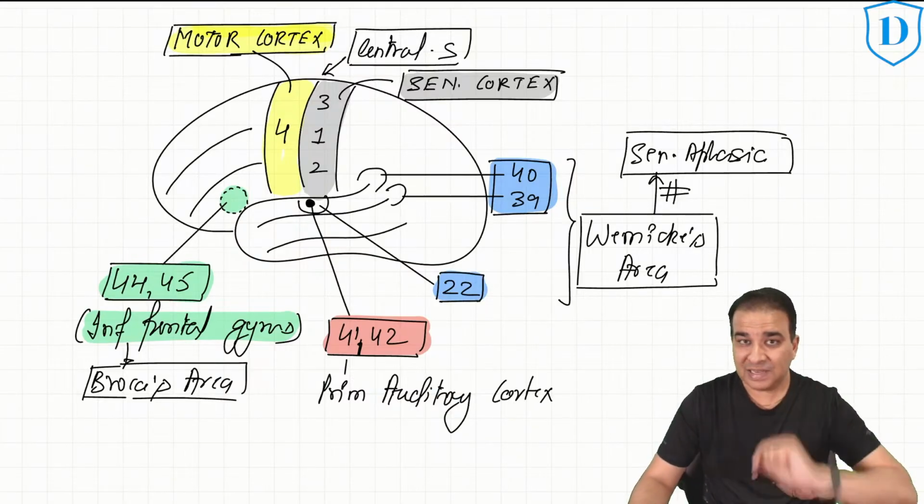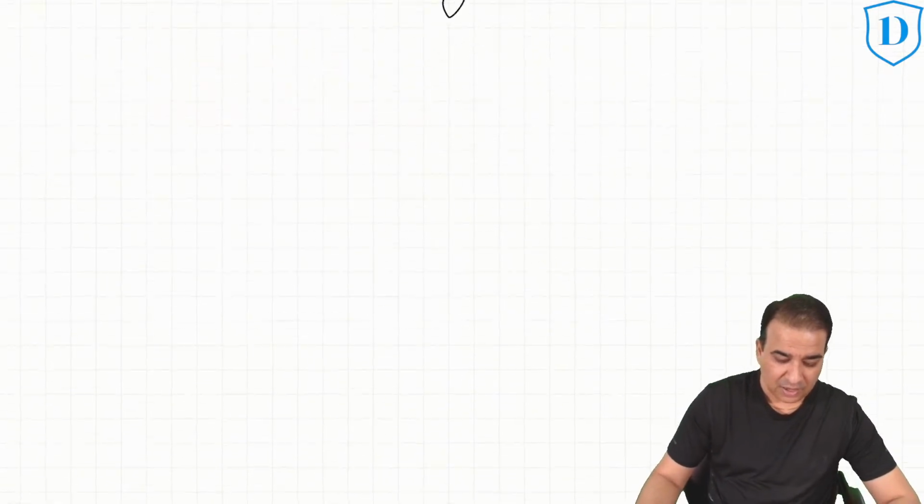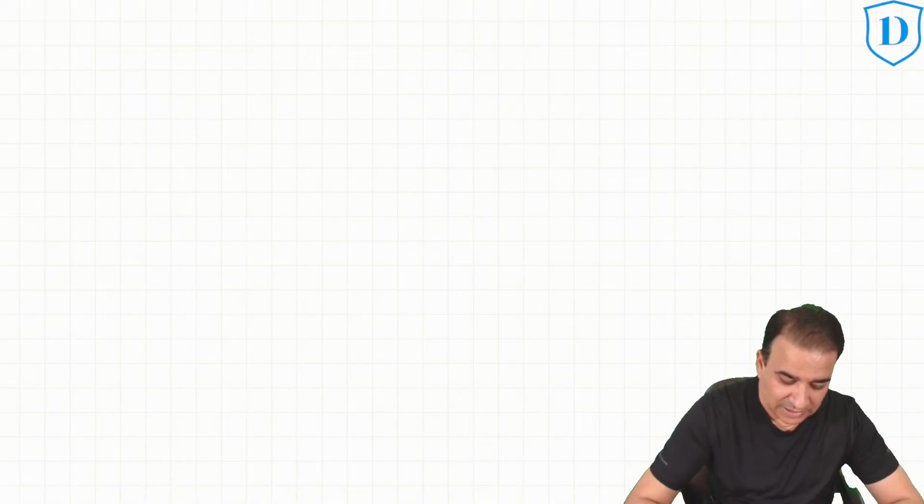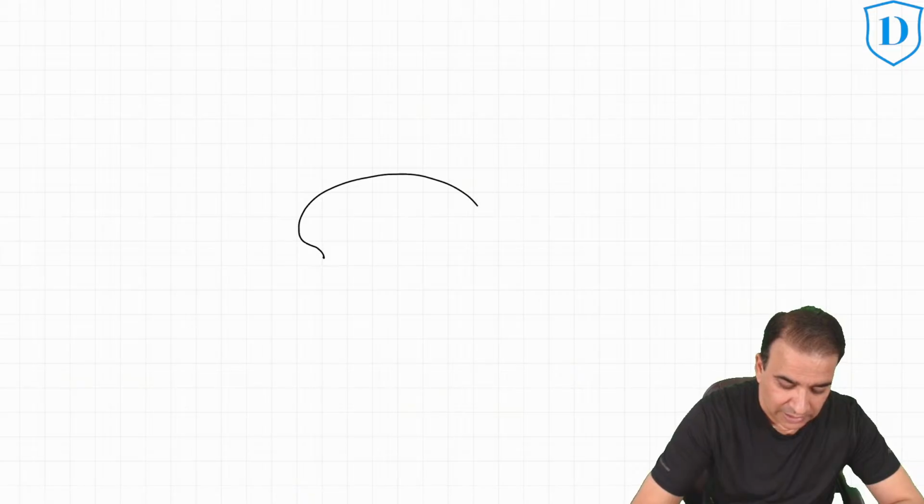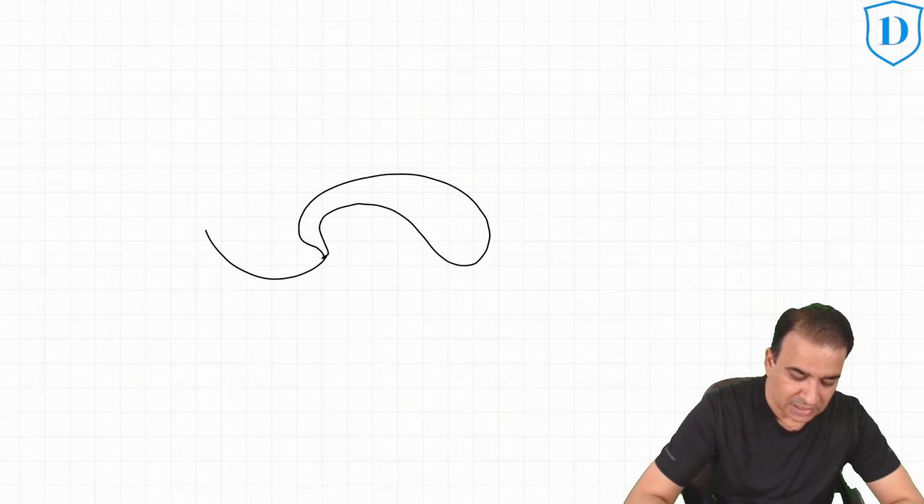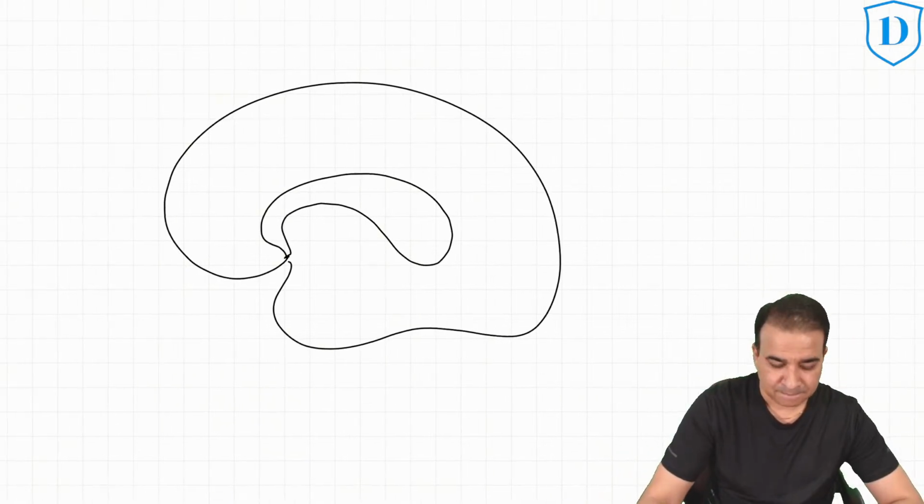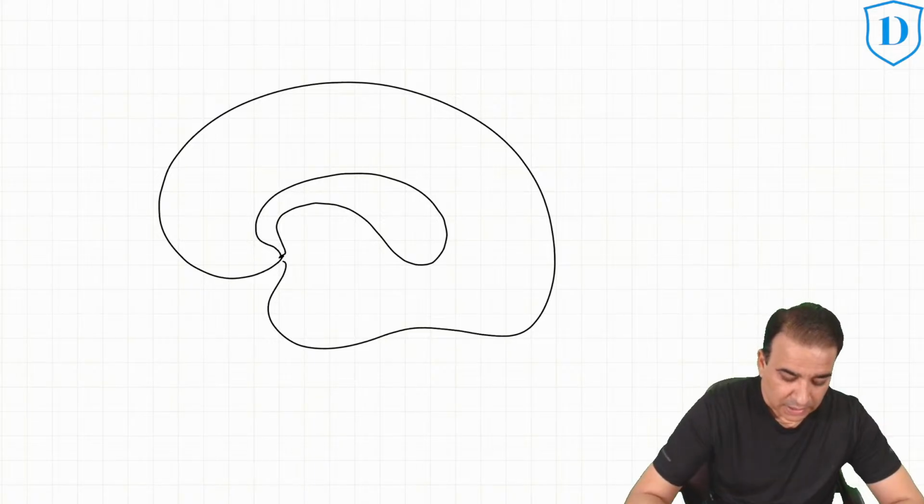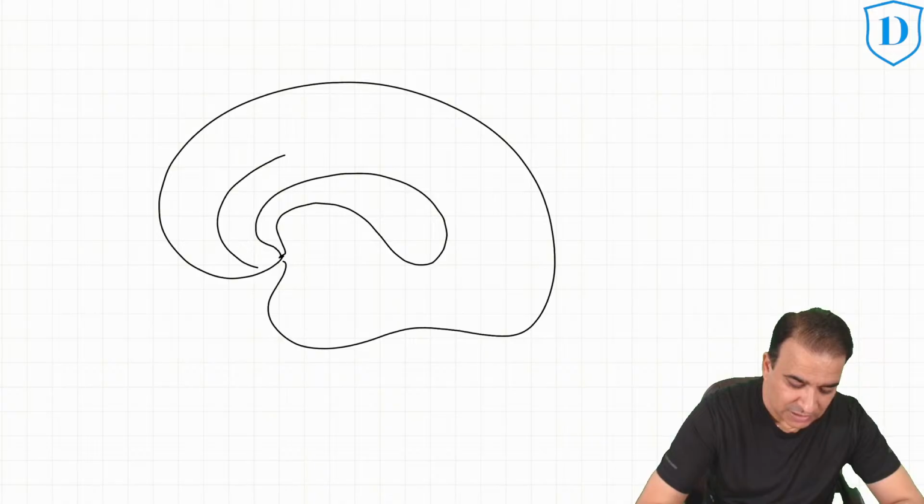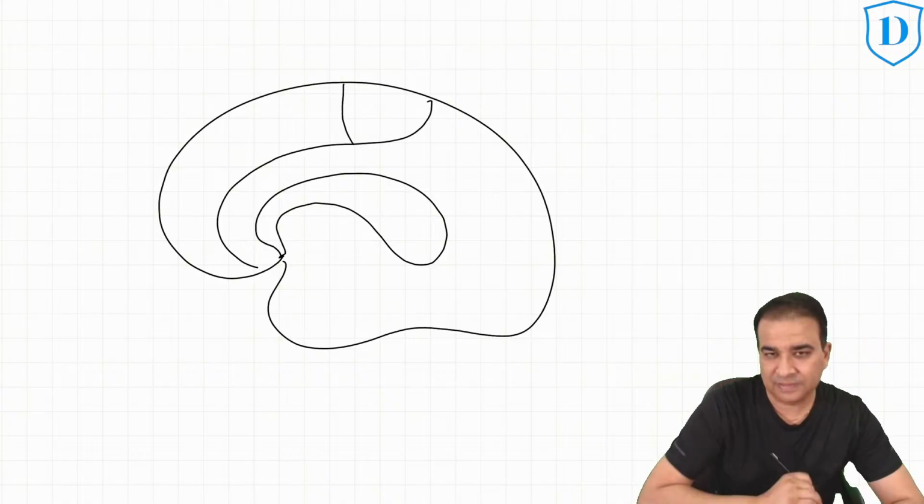Now, when you look at the medial surface of the brain, guys, this is how it is going to look. We are looking at a sagittal section, and that's how the medial surface looks. This is the corpus callosum, and this is the medial surface of the cerebral hemisphere. Now there is a sulcus present above the corpus callosum, running like this, called the cingulate sulcus, and this cingulate sulcus divides into two limbs like this.